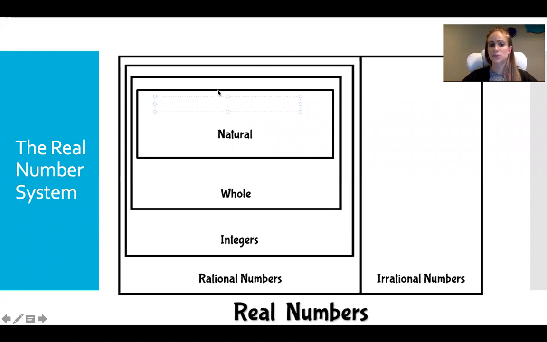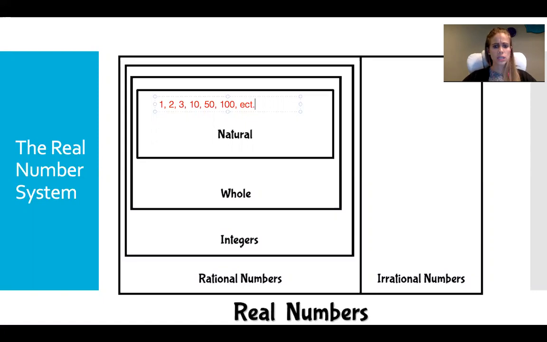These are sometimes referred to as your counting numbers. It's what you would have learned as a toddler when you were first learning to count: 1, 2, 3, even larger numbers like 10, 50, 100, etc. All of those numbers from 1 and above, if we visualize a number line, are considered our natural numbers.